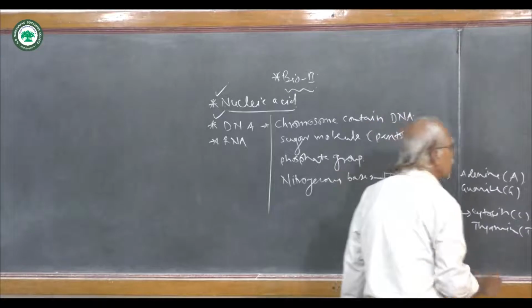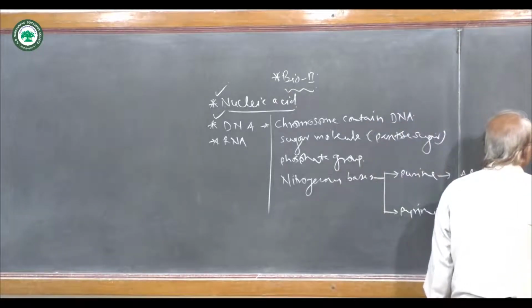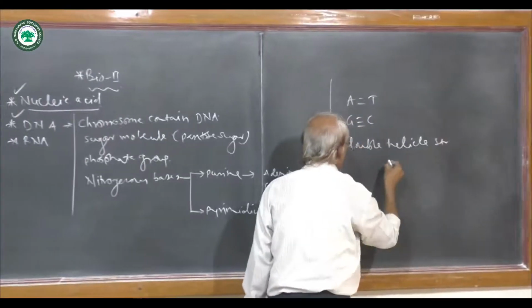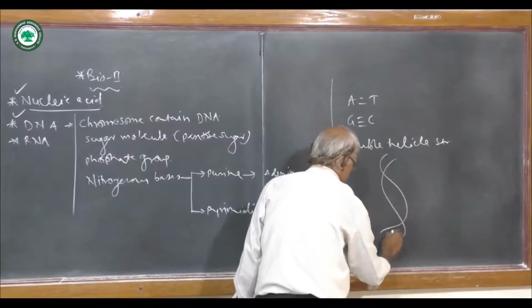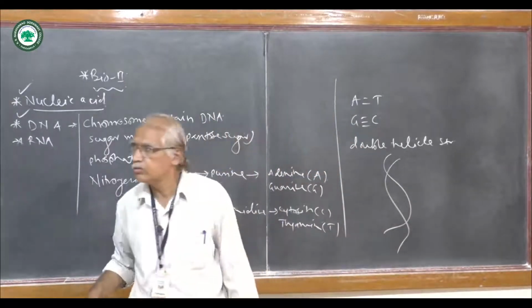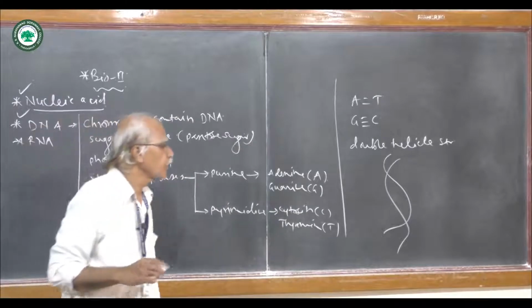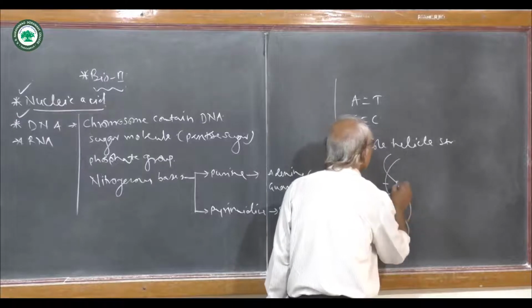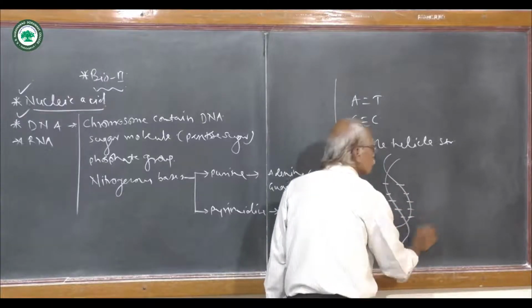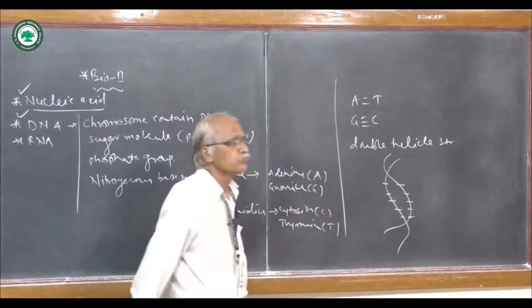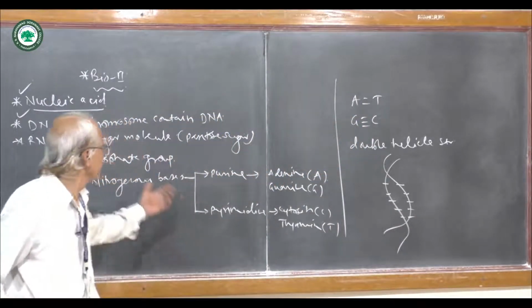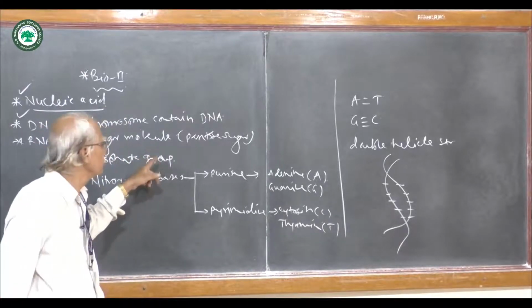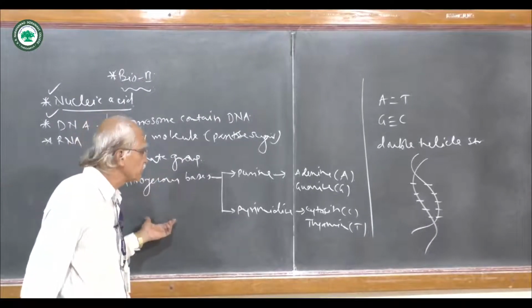So DNA is a double helical structure. It is made up of pentose sugar, that is deoxyribose sugar, then phosphate group and nitrogenous bases.